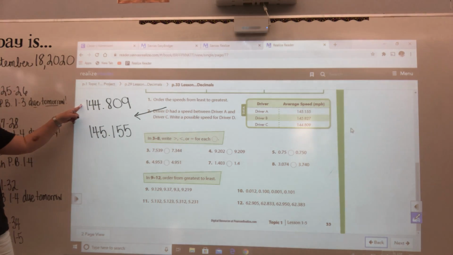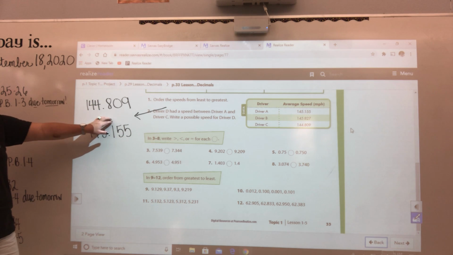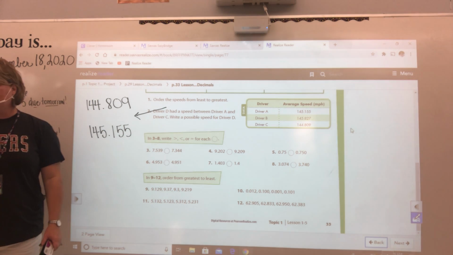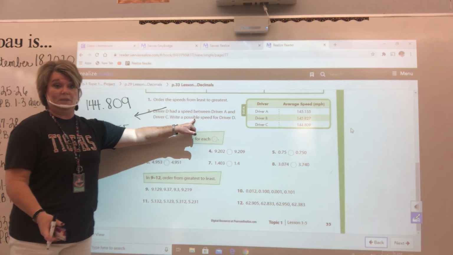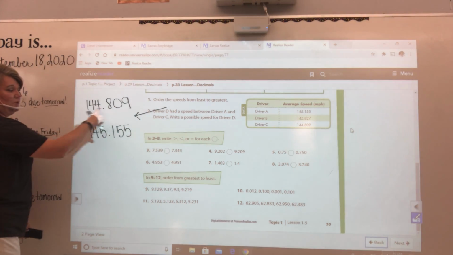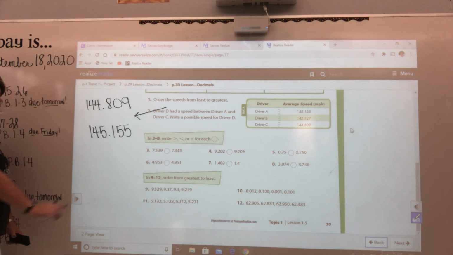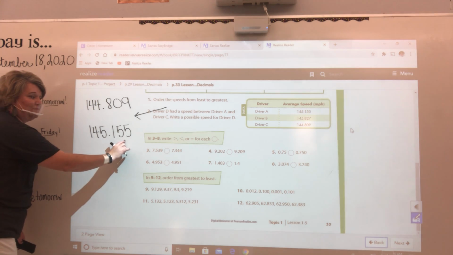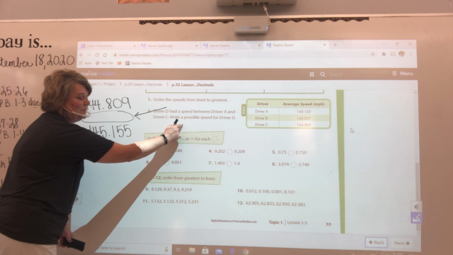Now why did I put C up here? Because it's smaller, and typically what do you get? Bigger as you go. Sometimes it's the opposite, but this time it's smaller and we're going to get bigger. We've got to come up with a number right here. Now here's the thing. My number might be different than your number. It says write a possible speed. So as long as your number is bigger than 144.809, but it's got to be smaller than 145.155. You've got to pick a number that goes right there in between. Write that right there on number 2.